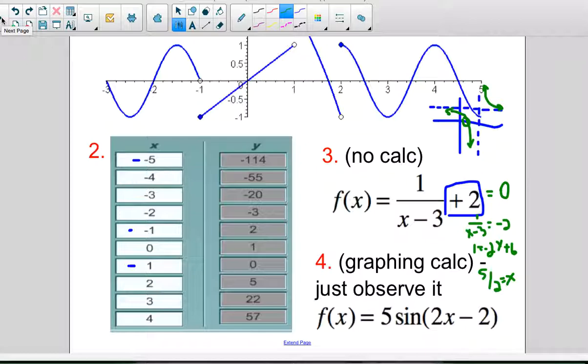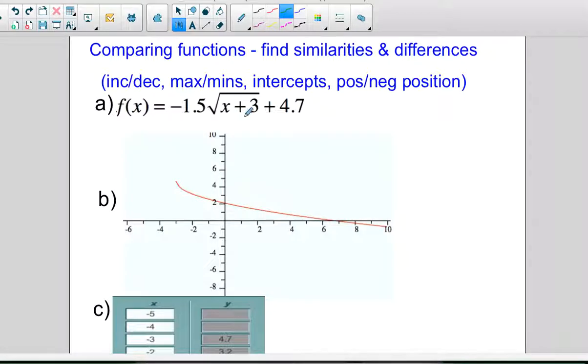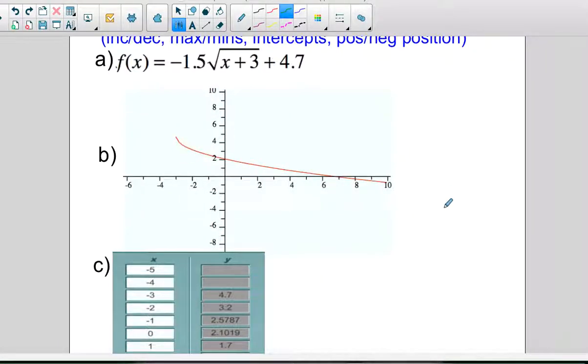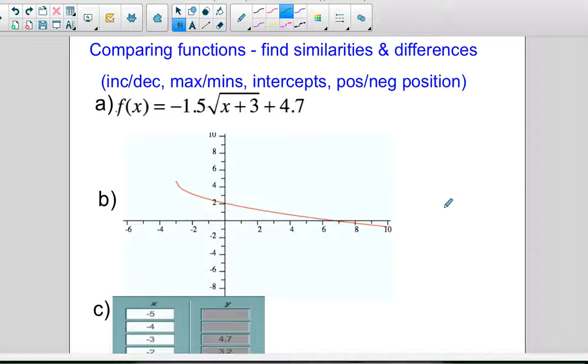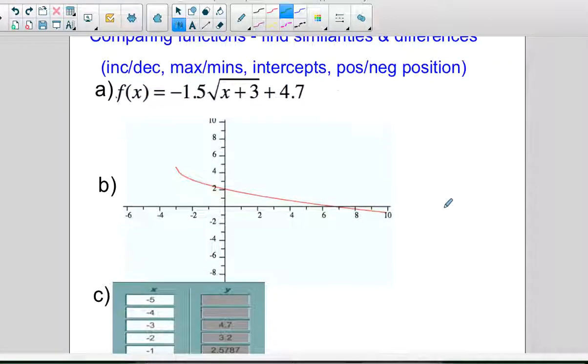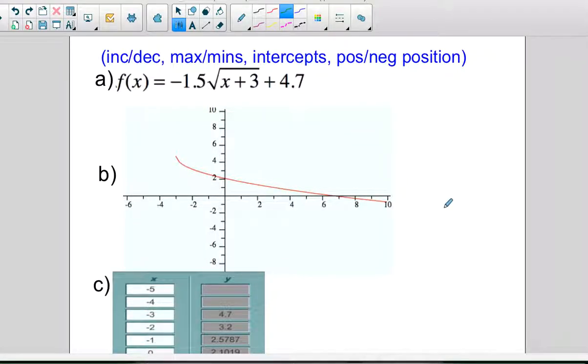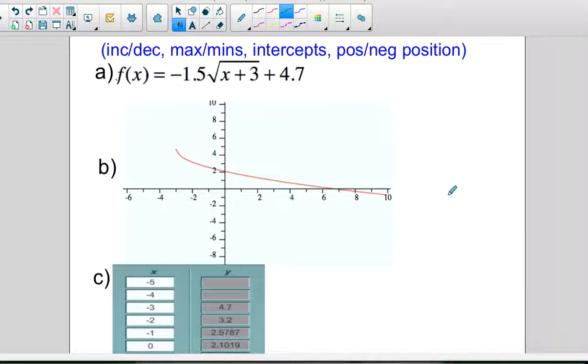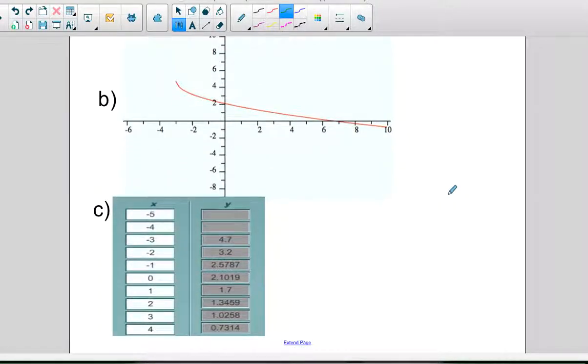Okay. So you guys don't have to do much for partners anymore. What we want to do now is just compare things. So, take a minute, pause the video, and see if you can compare these three representations. And the way to compare them is to look at these things that we've already talked about, increasing and decreasing, max and min, intercepts, positive and negative, and see if you can come up with a conclusion based on all of those characteristics and what these graphs are.